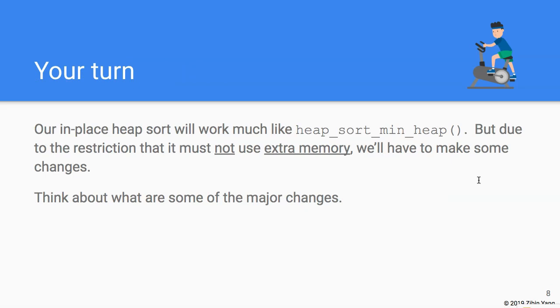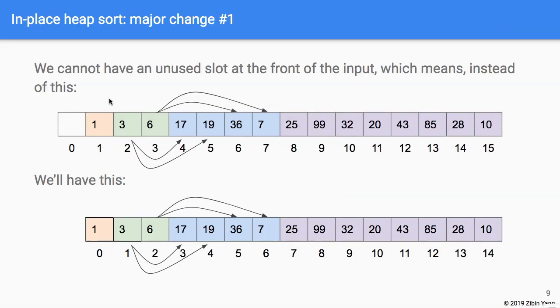So before we actually dive into the details, I think it's good for you to think about, in order to do a strictly or truly in place heap sort, what kind of changes do we have to make in order to accomplish that. So think about that for a moment. So there are two major changes we have to make to the heap sort using explicit min heap.